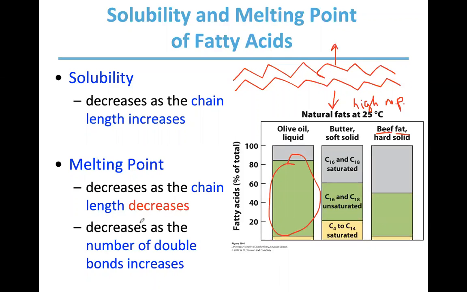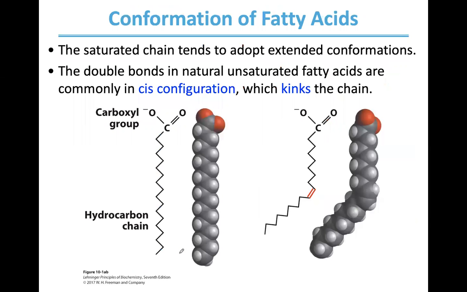All right, so melting point also decreases as the number of double bonds increases. What does that have to do with that? Well, we talked about that last time a little bit. There's this kink. If you have a fully saturated hydrocarbon chain, it can have a straight chain geometry. Whenever you have a double bond, and the natural double bond is cis, then there will be a kink in the structure, and it's much harder for these to form intermolecular forces.